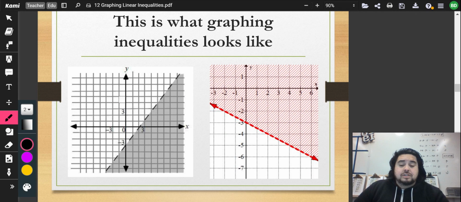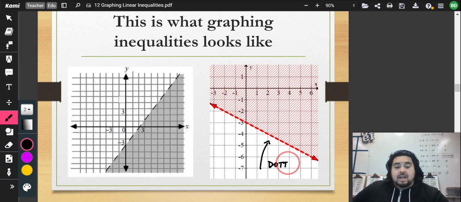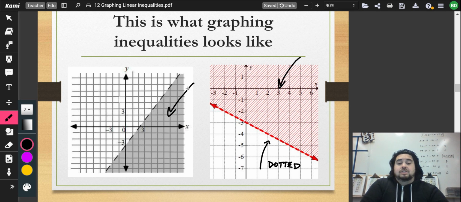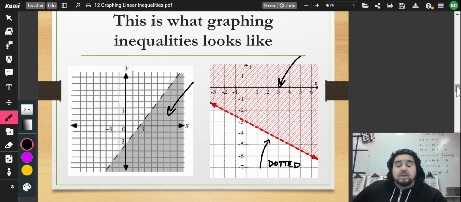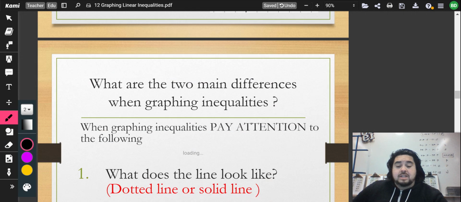The first thing you'll notice is there are a couple of differences with the graph. The line sometimes looks a little different. You'll notice that we have a dotted line here, this dashed or dotted line, and we're going to have to talk about how I know when that occurs. Then you'll also notice that we have these areas that are shaded, and we have to talk about how I know where the areas are shaded. So here are the two main differences when we graph inequalities. These are what we're going to be talking about today.